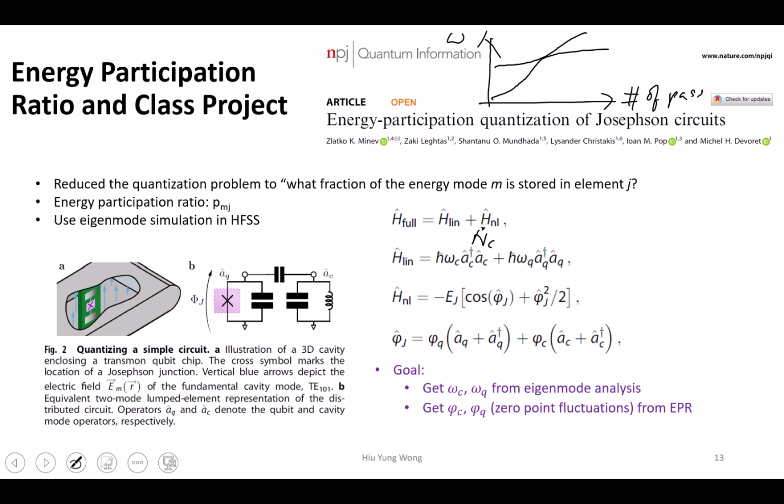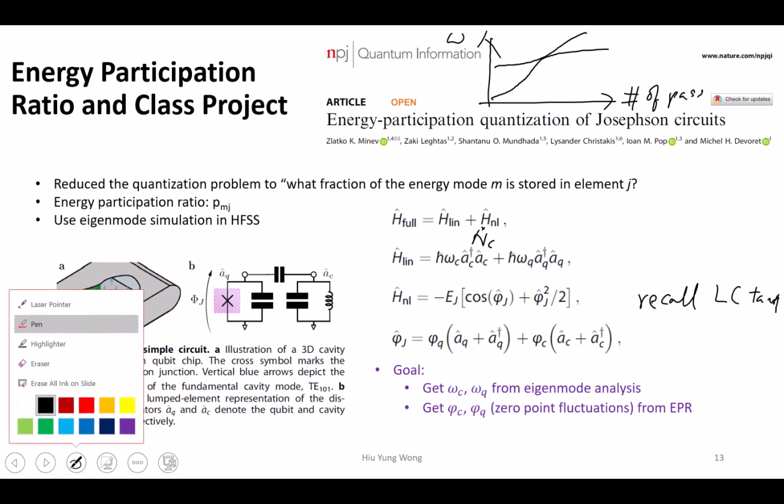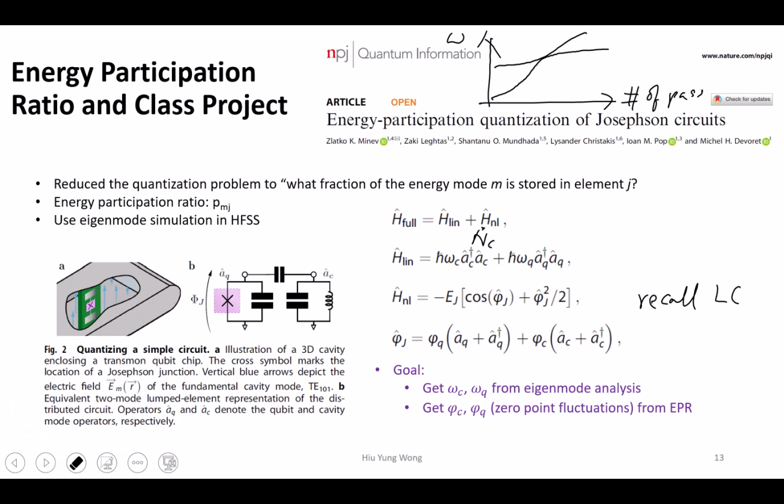If you recall the LC circuit, the LC tank, at that time we did introduce this one: the flux equal to the zero-point flux times A dagger plus A. So again, this is no surprise, right? Although we did not prove it, at least we feel that if we were able to prove it, we would get a term like this.